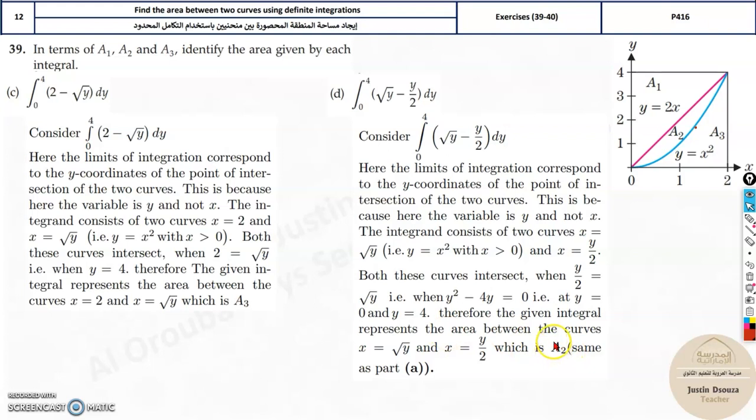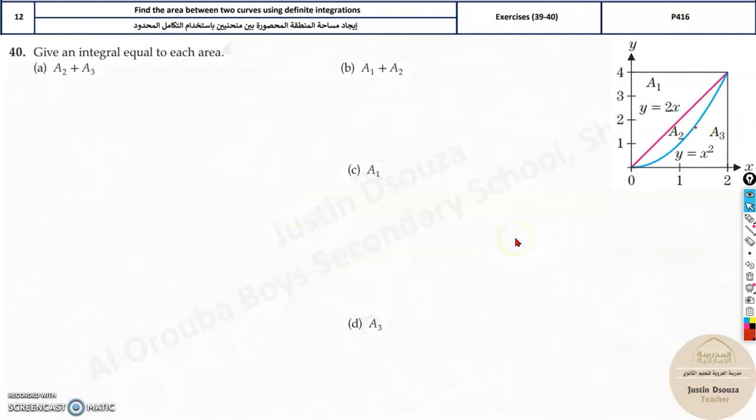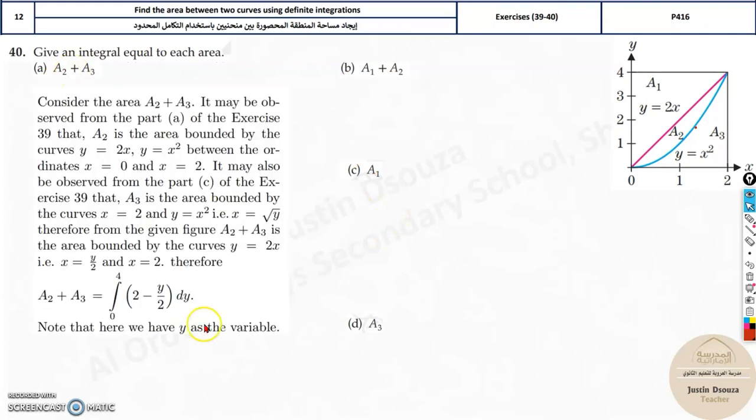So this is it. That is how we can solve it. Just by looking at this, you can easily solve it. Choose the correct option. Now, similarly, you can do these as well. Over here, A2 plus A3 is there. You need to write in terms of equation. We just now saw that. Now, you have A2 and A3.